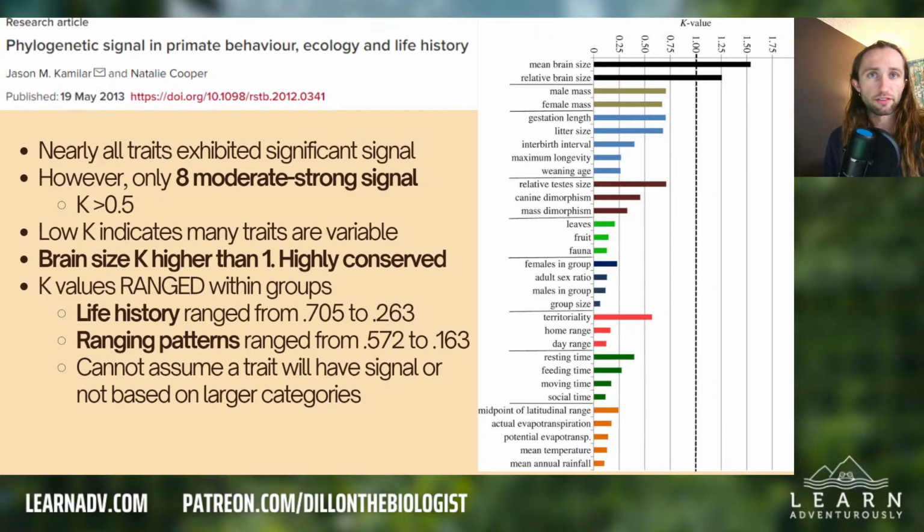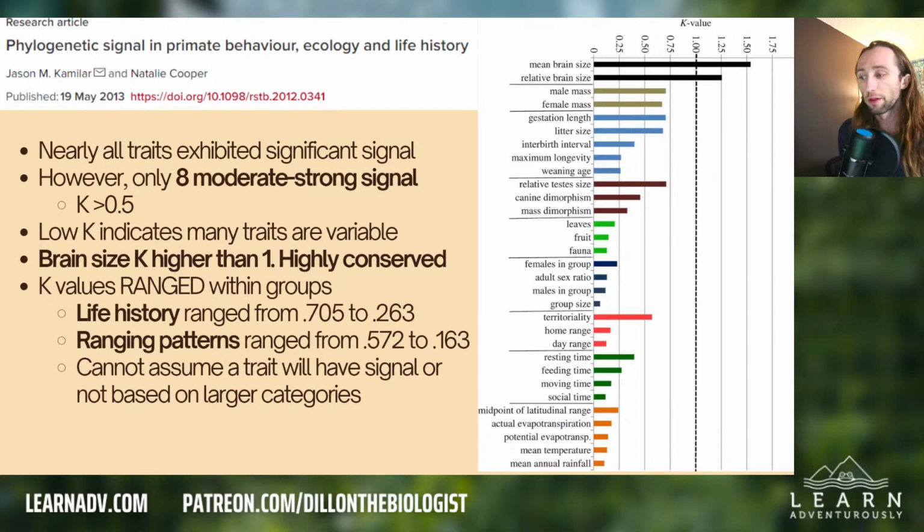And this indicates that many traits are actually variable along evolutionary time. So traits like maximum longevity only had a signal value of 0.25. This is very weak signal. So this may assume that longevity can actually vary within and across species over time. That's sort of what this low signal is saying.